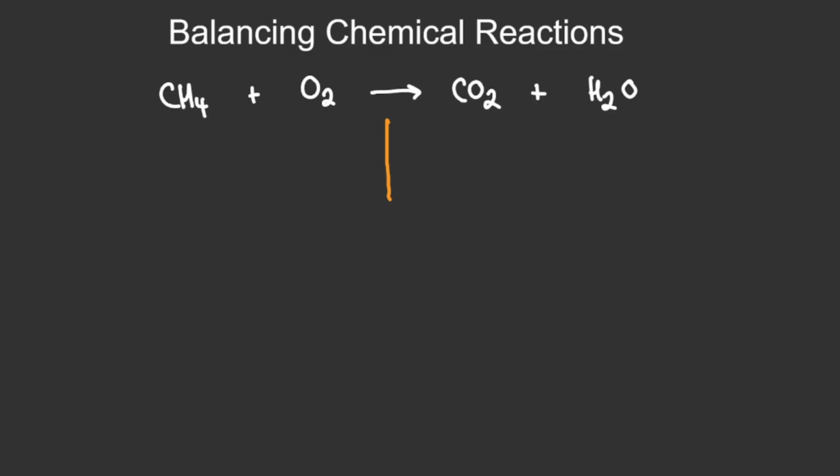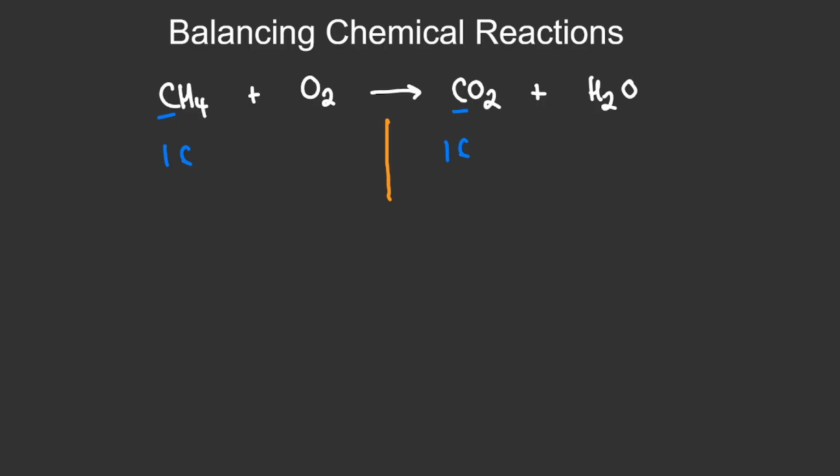And it's always very good to count the carbons first. Okay? So on the left, we have one carbon, and on the right, we have also one carbon. Okay? So one carbon, one carbon. We have one C on each side. Okay? So the carbon is already balanced.